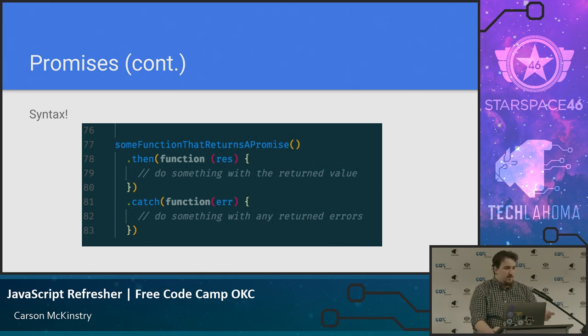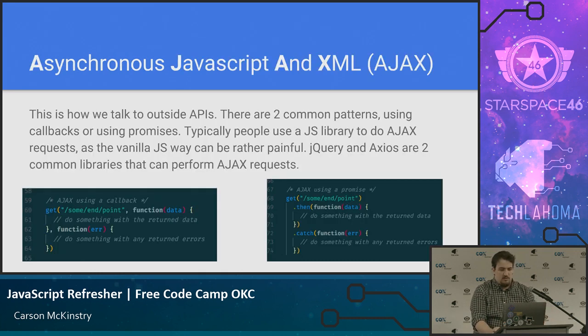So let's use both callbacks and promises. We're going to talk about asynchronous JavaScript and XML, commonly referred to as AJAX. This is actually how we talk to outside APIs, how we make calls to other websites or other services. There are two common patterns that will use either callbacks or promises.